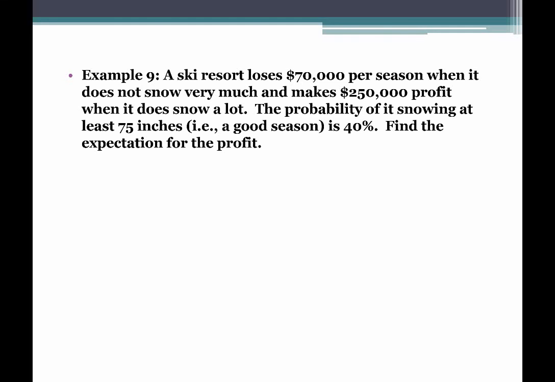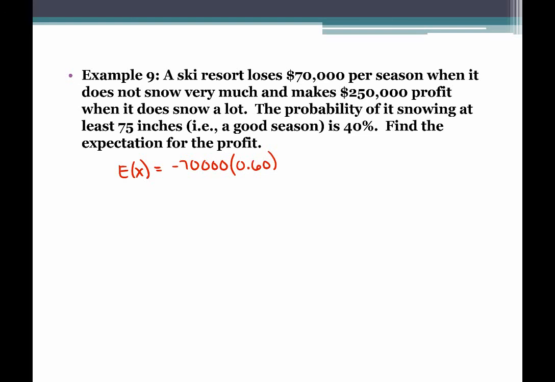So, our expectation. What's my first possible outcome? What about the 70,000? It's negative. Why? Because you could lose it. First possible outcome is I lose $70,000. What's the probability that I lose that 70,000 though? 60%, right? 40% chance a good season, 60% chance it's not so great.